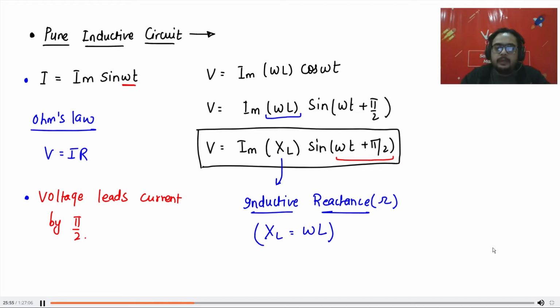Okay. So this is all you have to remember. The only difference is that in place of resistance, we have inductive reactance. A different term is used. Value is equal to omega L, and the phase of current and voltage is not same. Voltage is leading. Voltage is ahead of the current by a phase of pi by 2. Any doubts in this? Please let me know.